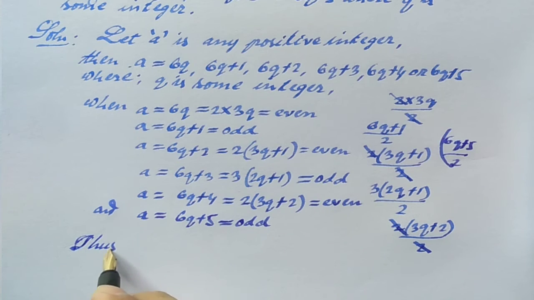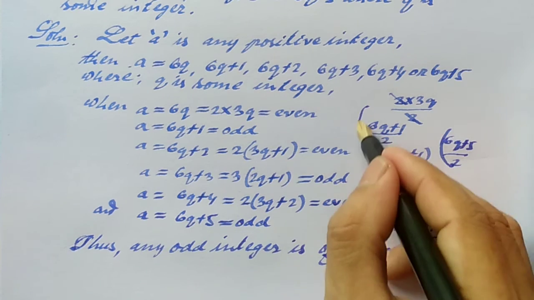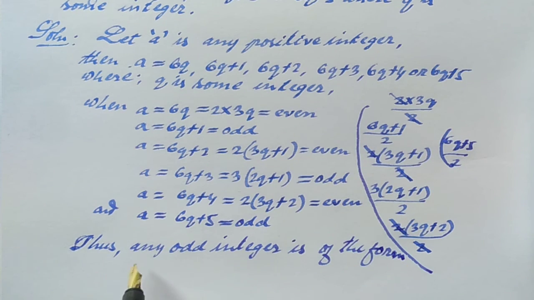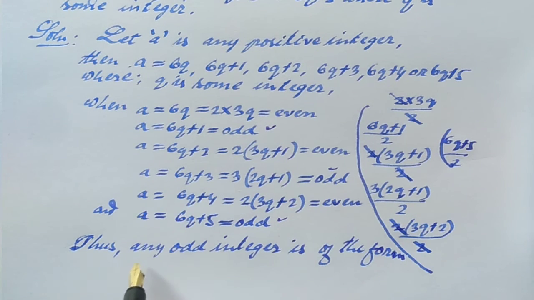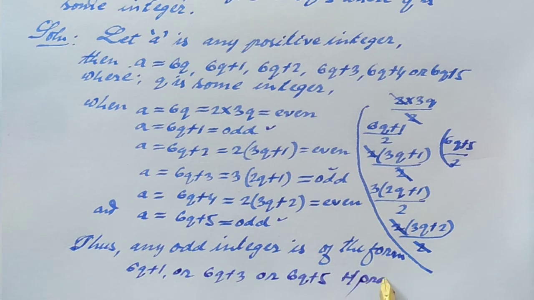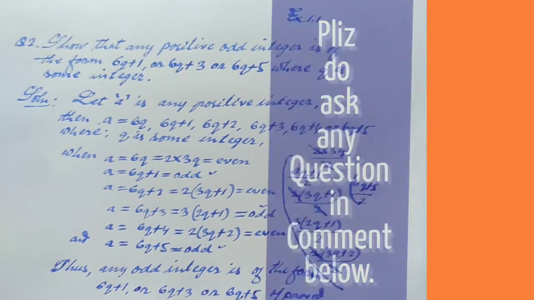Thus any odd integer is of the form, see, this is odd, odd, odd and odd, so the form 6q plus 1, 6q plus 3, or 6q plus 5. Hence proved. So now we get the answer according to the question: 6q plus 1 here, 6q plus 3 here, 6q plus 5. So we have got the answer.